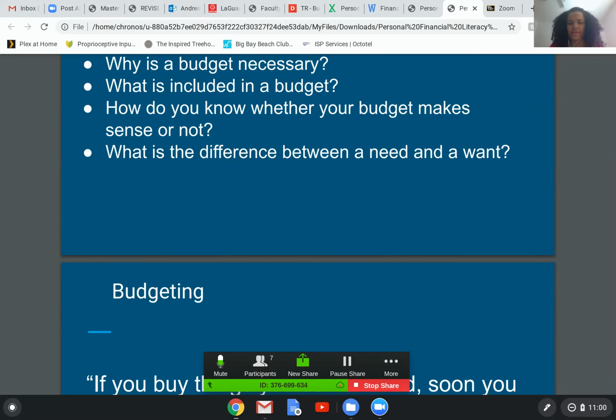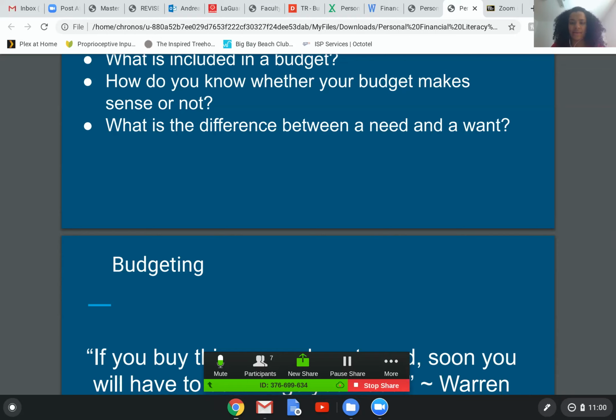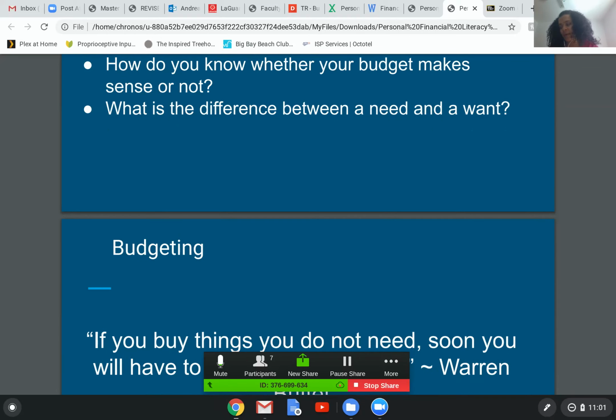Ways to change my thinking about needs and wants, and become a little bit more entrepreneurial about finding ways to meet our needs or wants without spending a ton of money.